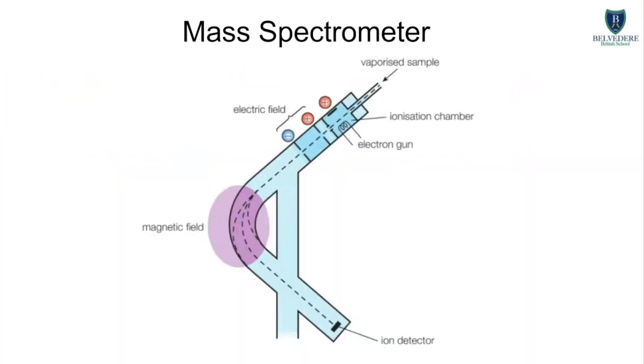So this is what a mass spectrometer looks like, okay? And as I said, in old specification papers, you may be given this diagram and asked to explain it. You are not going to be asked that in the new spec, but it's good for you to understand how this works. So we take our sample that we want to verify the isotopes of and work out the abundances, and then we vaporize the sample, meaning we turn it into a gas. It then passes through this point here called the ionization chamber, and this makes the positive ions.